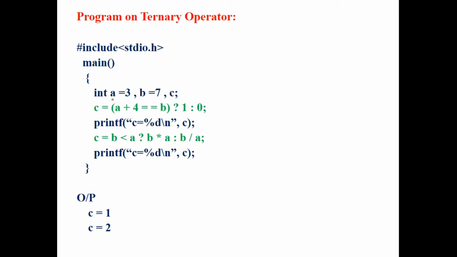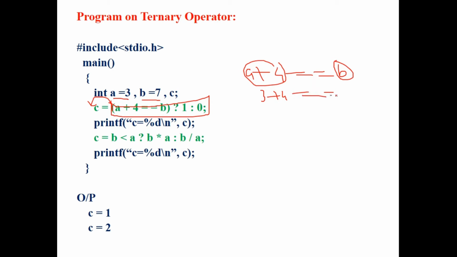Now let's look at how a program with the ternary operator looks. Here we have declared 3 variables a, b, c, and the initial value of a is 3, b is 7. So we are writing c is equal to this whole expression. The equal to operator takes whatever value you have on the right hand side and assigns that value to the left hand side variable. So we will first calculate this whole expression. Here given is a plus 4 is equal to b. We are checking whether the values on both sides are equal. A is 3, so 3 plus 4 is 7, which is equal to 7.